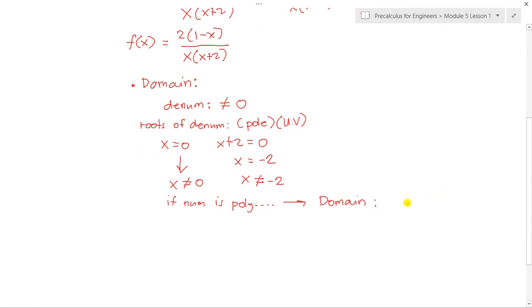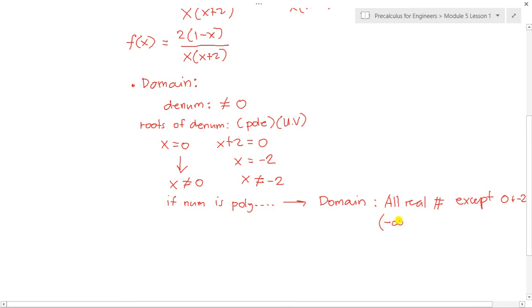You can state it in this way. So, just me, okay. All real numbers except 0 and negative 2. Tama ba? Okay. Or in interval notation, class, you can have it this way.